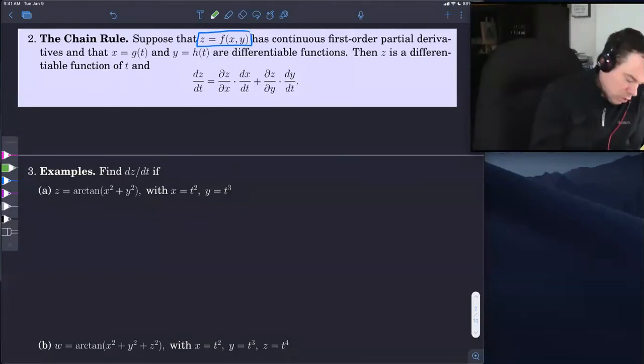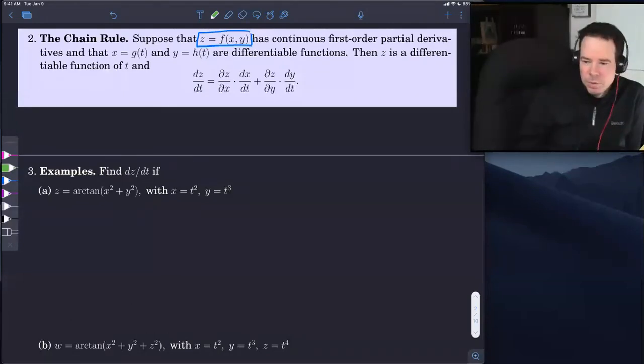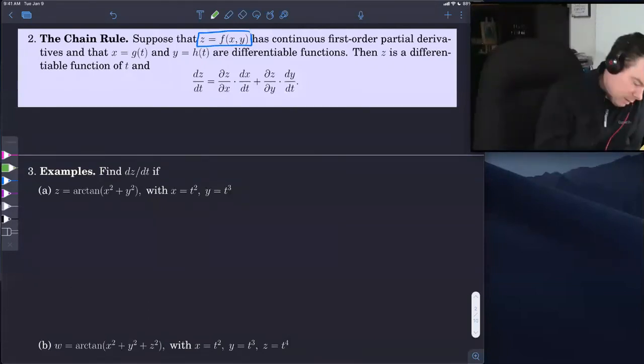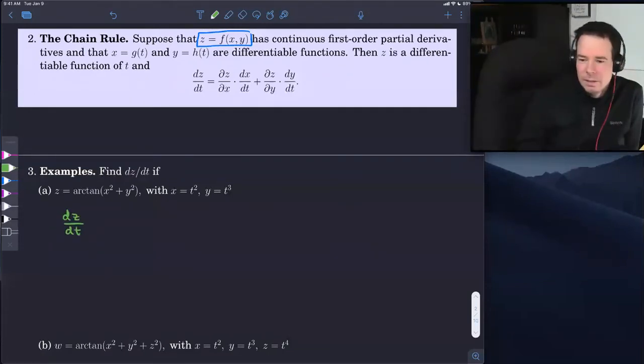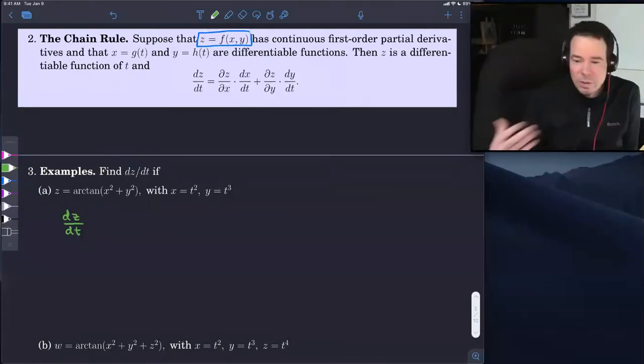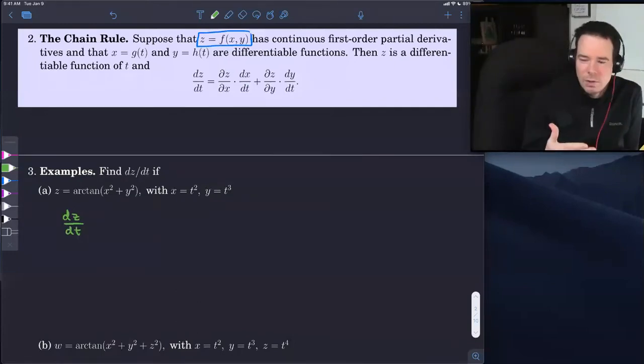I've got this function z, which is arctan of x squared plus y squared. Both x and y are functions of t. I'd like to know what dz dt is. Notice the notation dz dt. D is used for derivatives of functions of a single variable. And that's what I'm really thinking of here. z is a function of t, one variable.